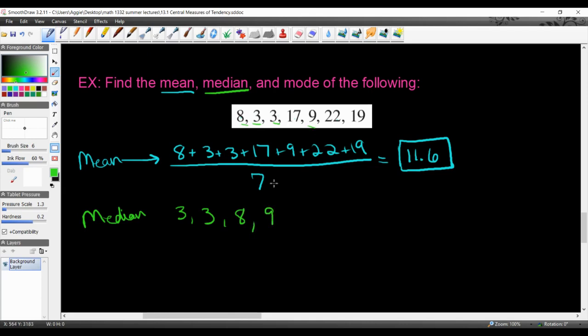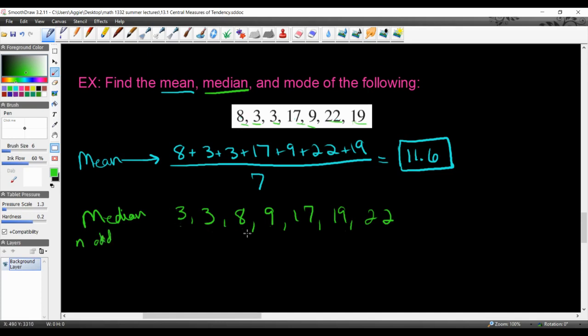9, 17, 19, 22. And just to be sure, I should have 7 items. So 1, 2, 3, 4, 5, 6, 7. Yes. So since n is odd, it's going to be the middle number in here.